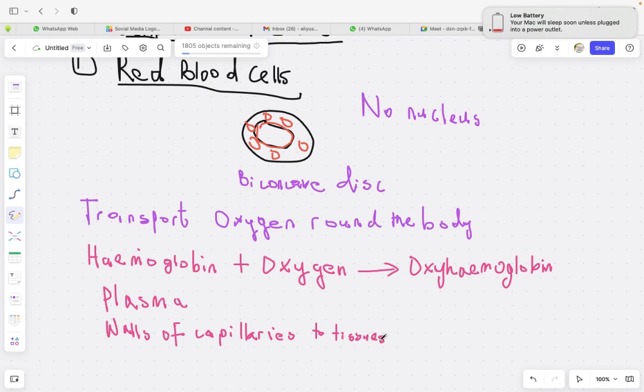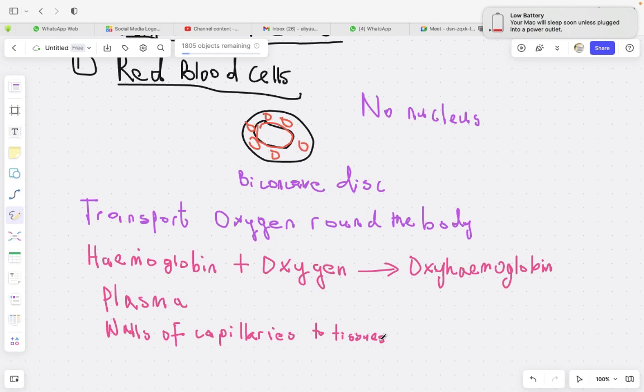Now, this is possible because the red blood cells contain what we call hemoglobin. The red blood cell contains a protein molecule called hemoglobin. If the red blood cells did not have hemoglobin, they probably wouldn't be able to easily carry the oxygen around the body.